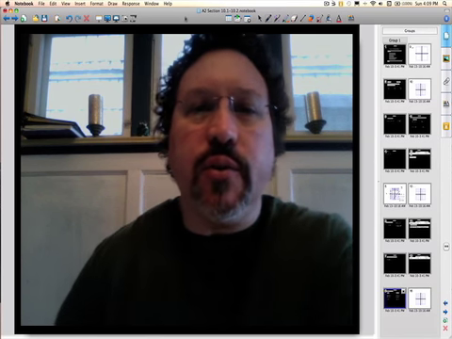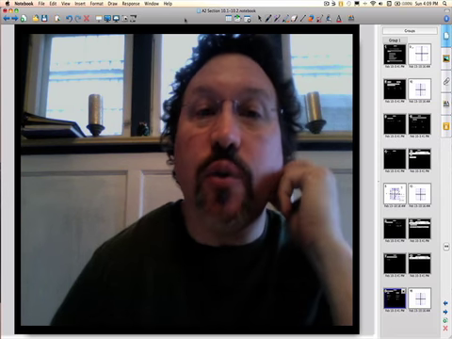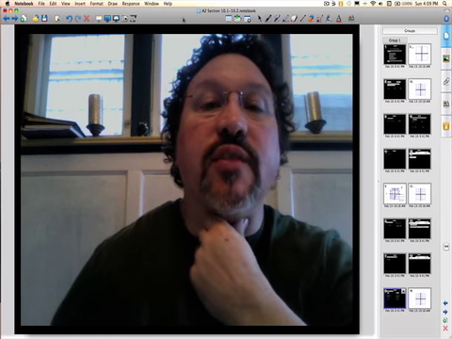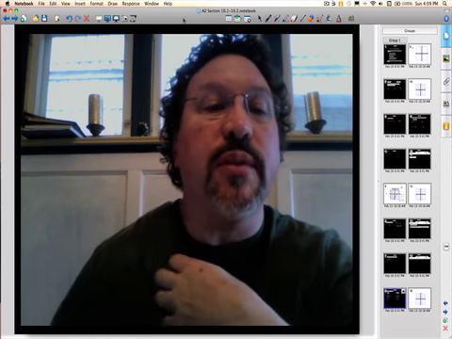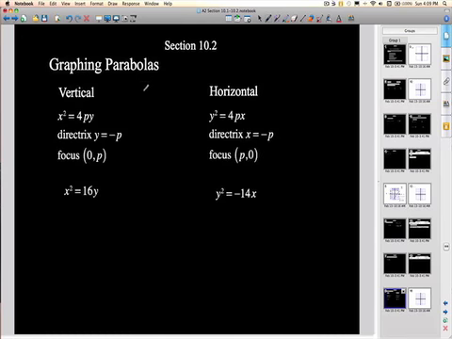In 10.2, we are going to go through graphing parabolas. Now in this section, we're also going to do a portion of 10.6, the portion that relates to graphing parabolas that are not centered at 0, 0. So when you look at parabolas, they have two different forms. They have a vertical form and a horizontal form.